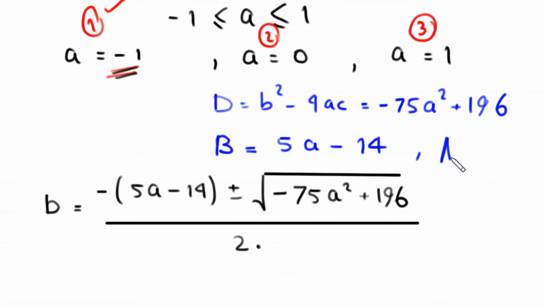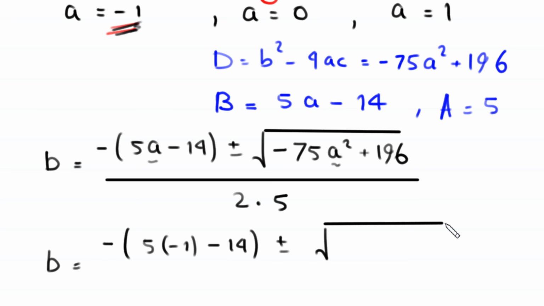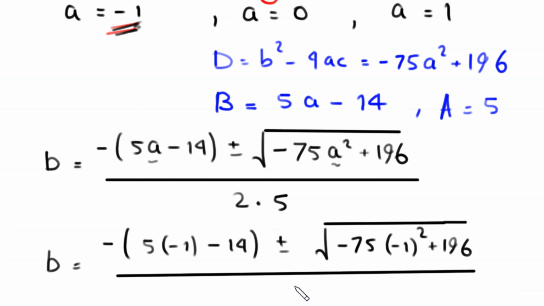Value of a for that quadratic equation is 5, so this will become 2 times 5. Now in this equation we replace this a and this a with negative 1. So this will become b is equal to negative 5 times negative 1 minus 14 plus or minus the square root of negative 75 times negative 1 squared plus 196, divided by 2 times 5 is 10.